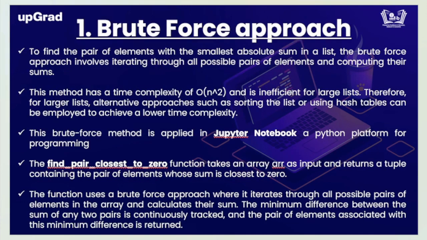The brute force approach involves iterating through all the possible pairs of elements and computing their sums. The method has a time complexity of order n square and it's inefficient for larger lists. Therefore, for larger lists, alternative approaches such as sorting the list or using a hash table can be employed to achieve a lower time complexity. In further slides, we have a detailed explanation of the code for your reference.